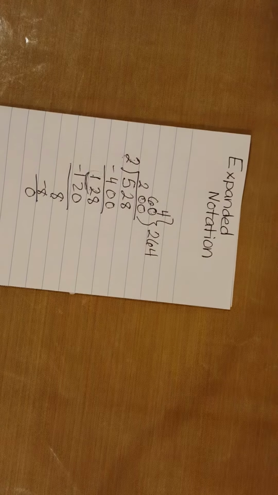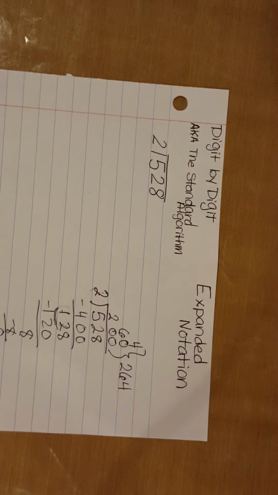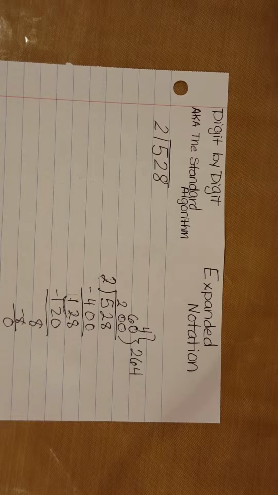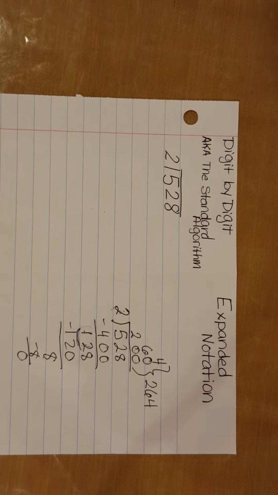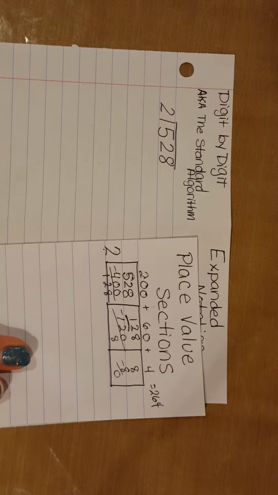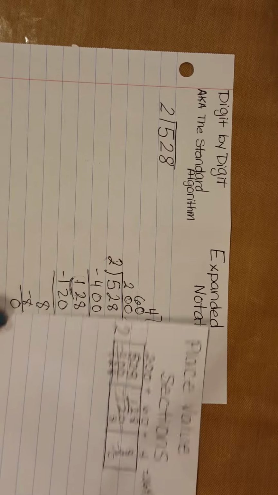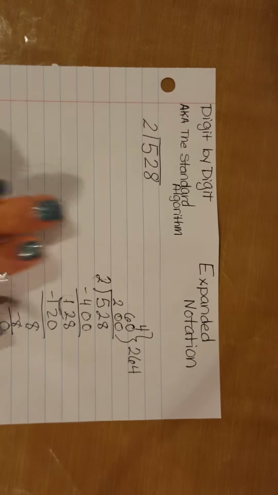And our final process method is called digit by digit, which, as you guessed it, is the standard algorithm. Now our goal is for students to learn the standard algorithm, but if any of these other methods work for them, they are completely beneficial to use until the student is really, really comfortable with long division and then can do the standard algorithm.